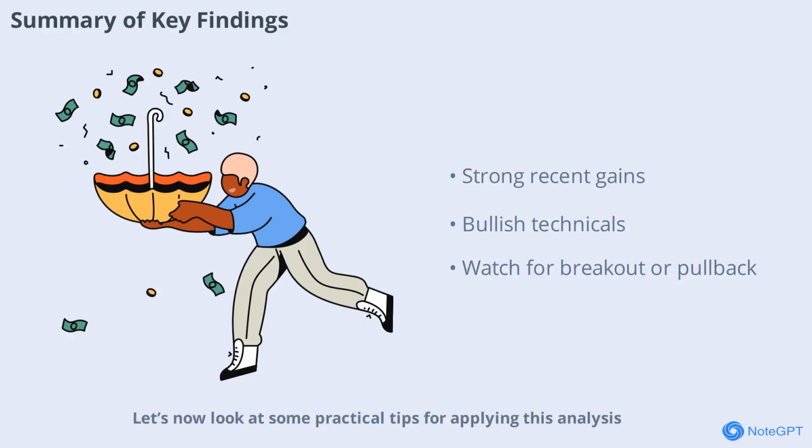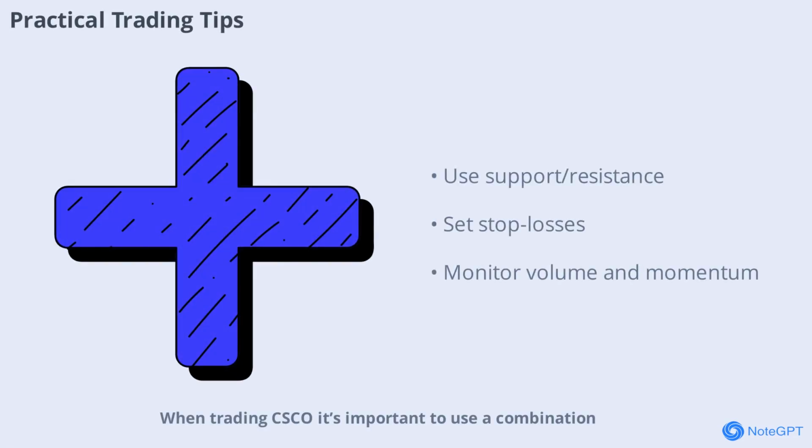Let's now look at some practical tips for applying this analysis. In trading CSCO, it's important to use a combination of technical indicators and risk management strategies. Set clear entry and exit points based on support and resistance, and use stop-loss orders to protect against sudden reversals. Monitor volume and momentum for confirmation of price moves. Diversifying your portfolio and staying updated on market news can also help manage risk.